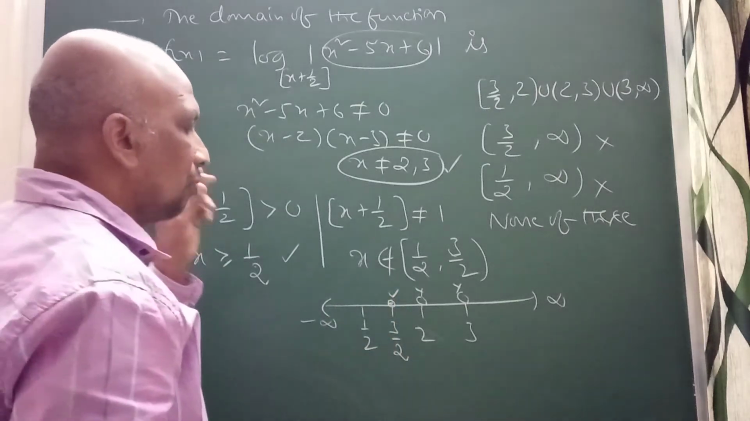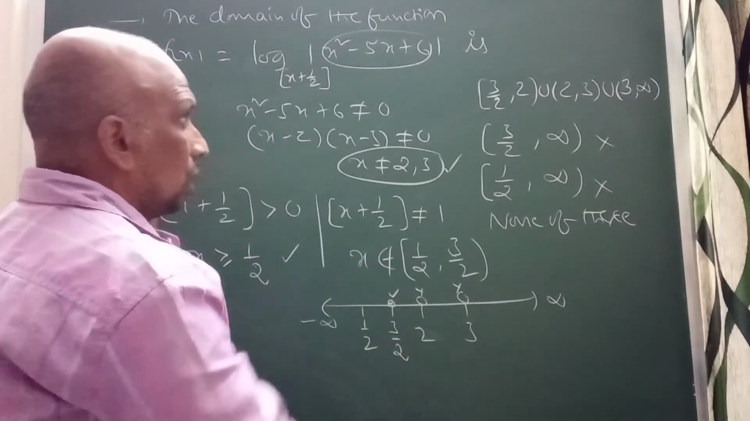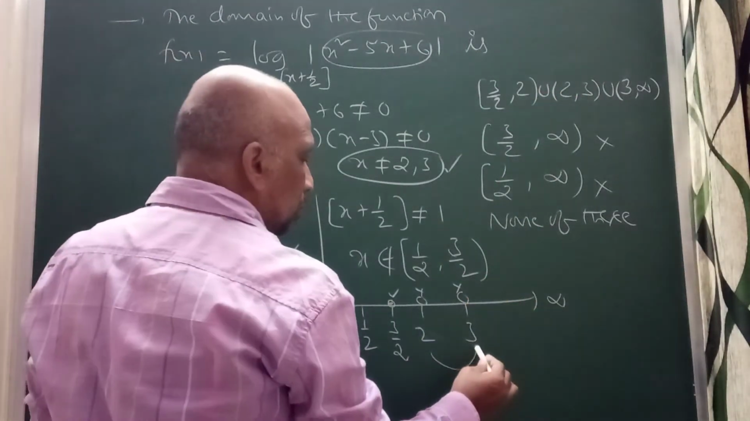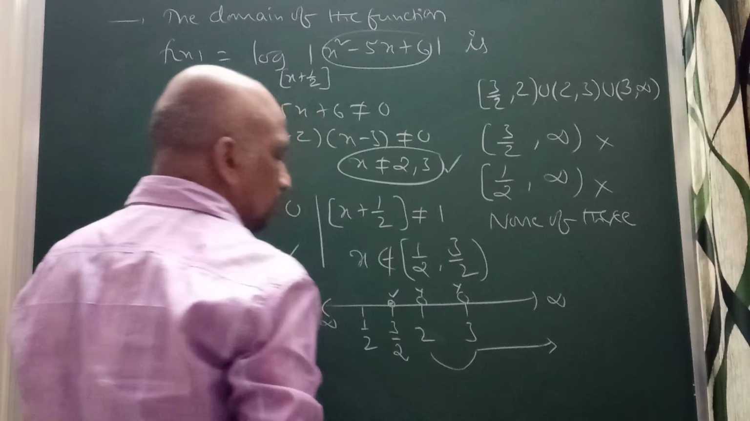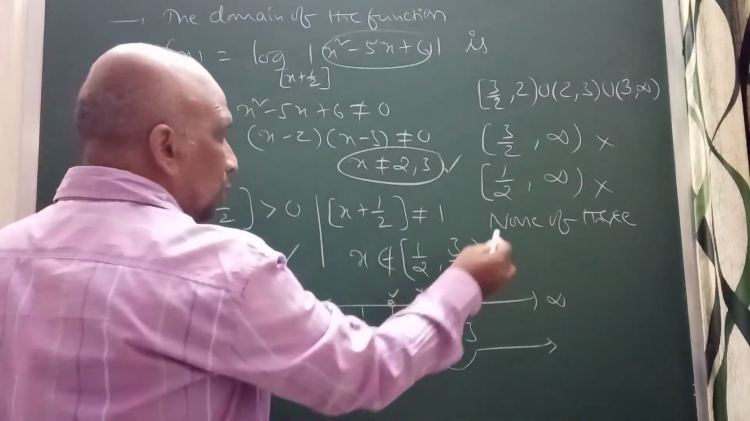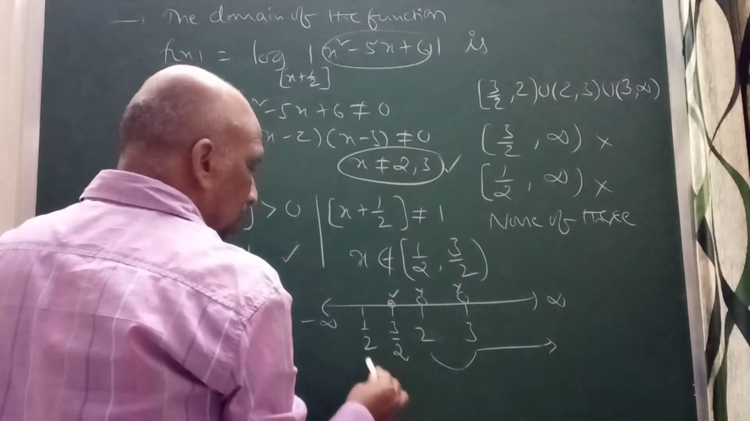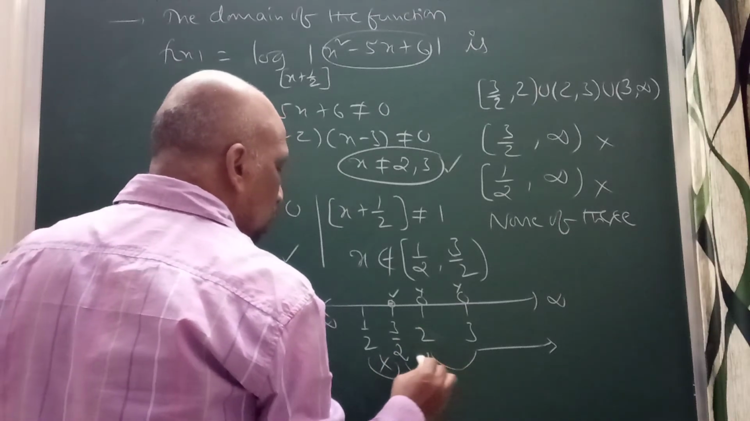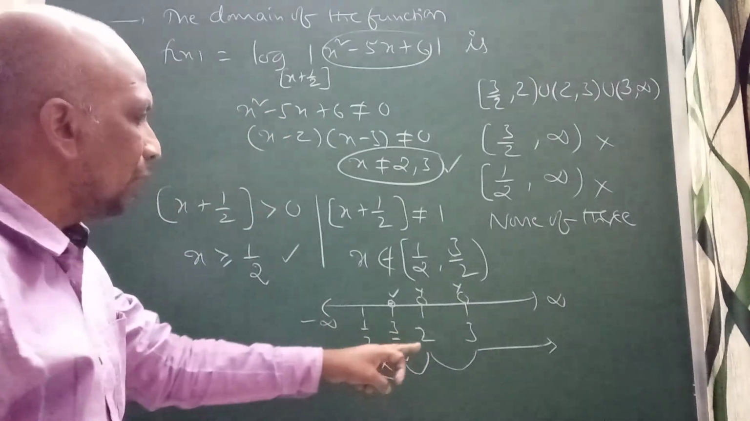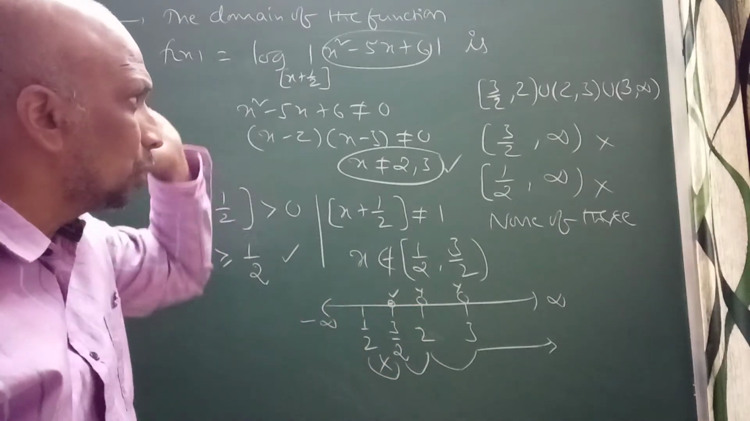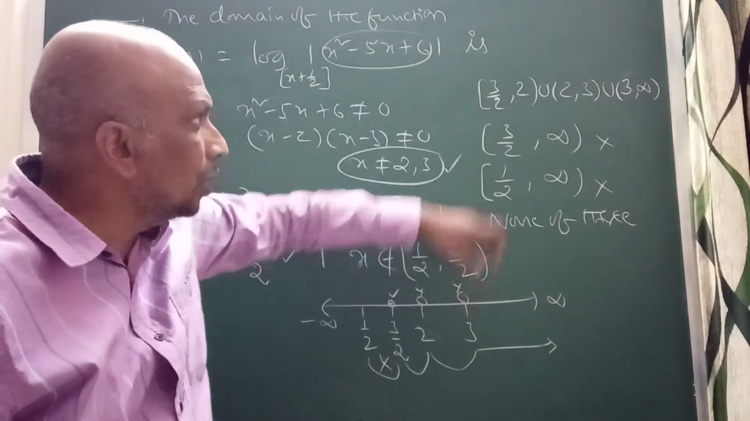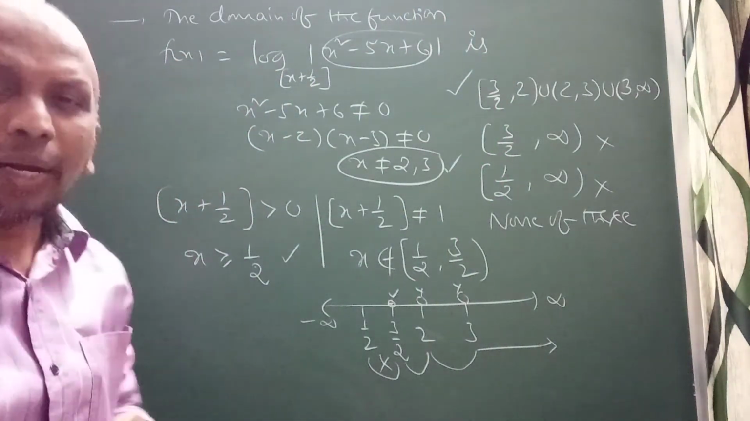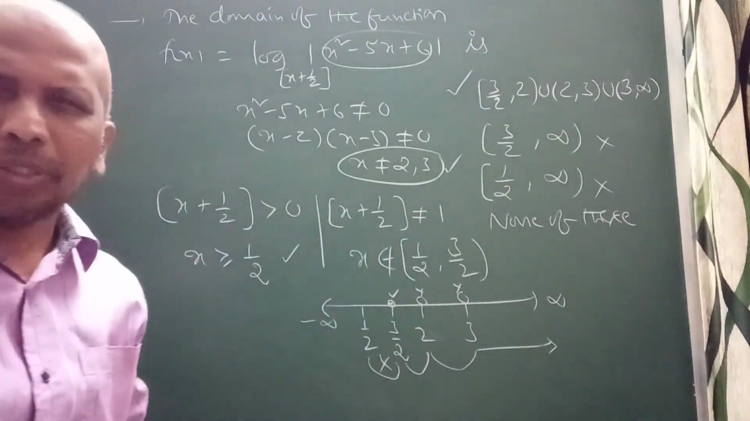Correct? If we compare the common part, you can see 2, 3. Between 2 and 3 I can consider. Between 3 to infinity also I can consider. I don't want this part. This one I don't want this part. So between these two I can consider. So 3 by 2, excluding 2 including 3 by 2. So between 2 and 3, more than 3. This is your answer. That way we can write that for the given information.